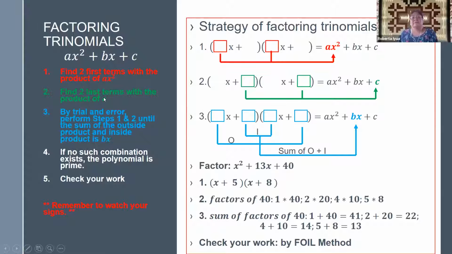Your second step is to find the last 2 terms with the product of c. So here c will be the product of the last term of your first binomial, and the last term of your second binomial.